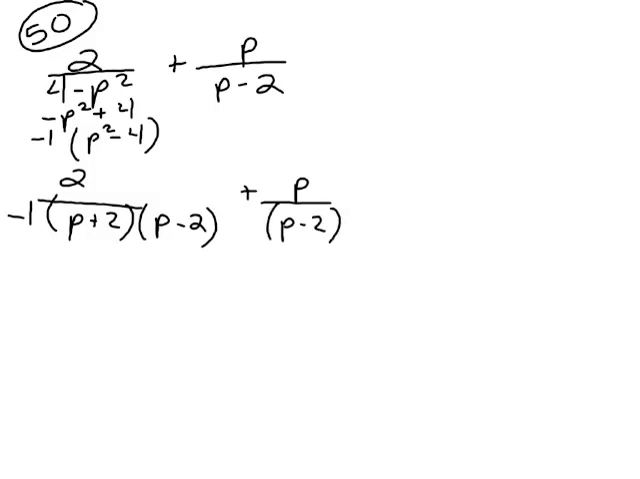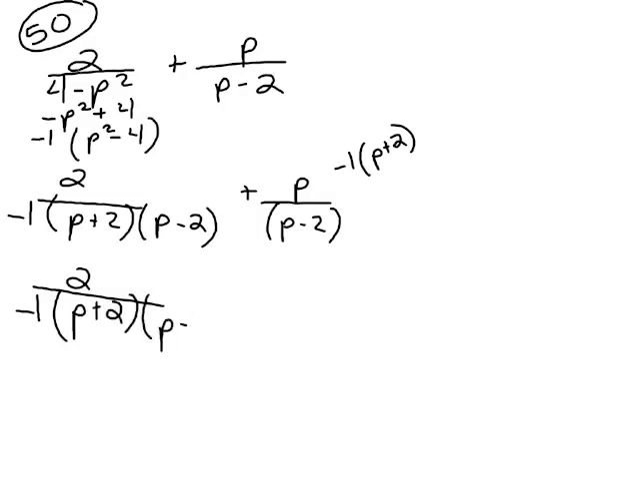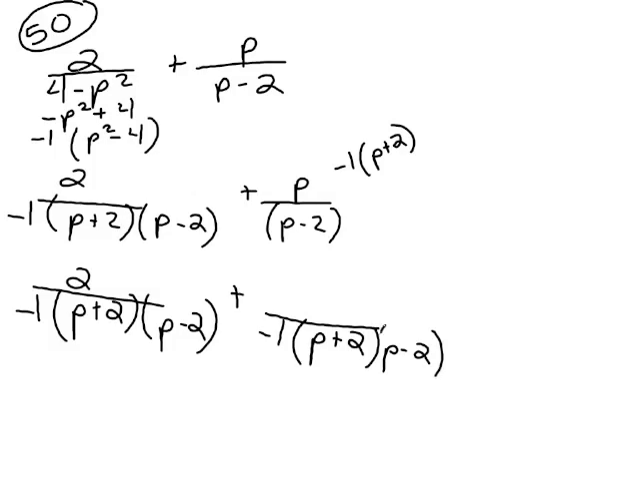What's missing to make a common denominator? Negative 1, p plus 2. Okay, so I need to times everything over here by a negative 1 times p plus 2. So I'll have 2 over negative 1 p plus 2, p minus 2, plus, and what do I have on bottom? Negative 1, p plus 2, p minus 2, so there's our common denominator.